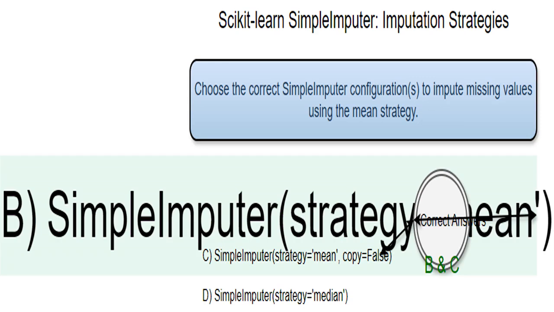The copy equals false parameter means I'm instructing the SimpleImputer to modify the original dataset directly instead of creating a copy. While this can save memory, it's important to be aware that it alters the original data. For this problem, it still correctly imputes the missing values using the mean. Therefore, this is also a correct option.